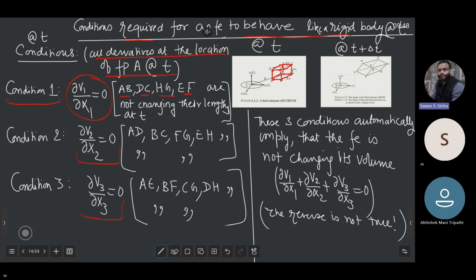So if these conditions are fulfilled, then at least we can say that the edge lengths are not changing. And it actually follows that if all these 3 things are fulfilled, then the condition for the sum will also be fulfilled, which means that the volume is also not changing. So these conditions imply that automatically. However, keep in mind that there could be conditions in which this sum is 0, but you cannot conclude that all of these are 0.